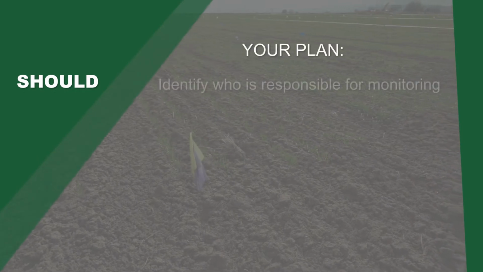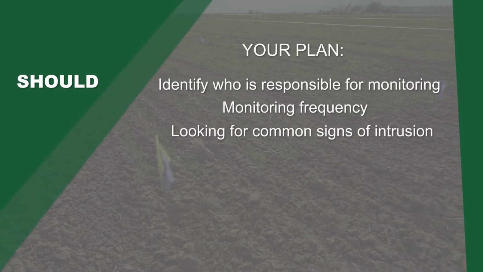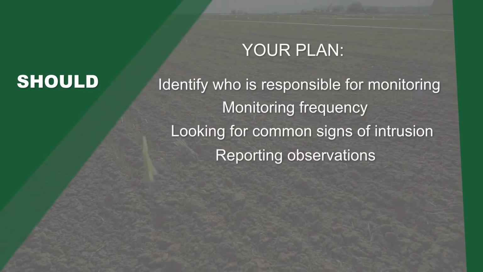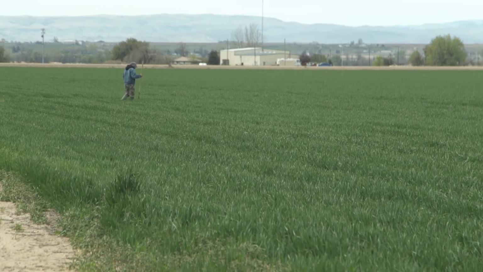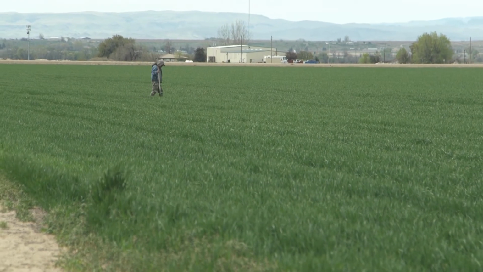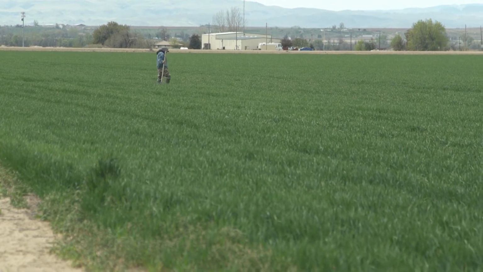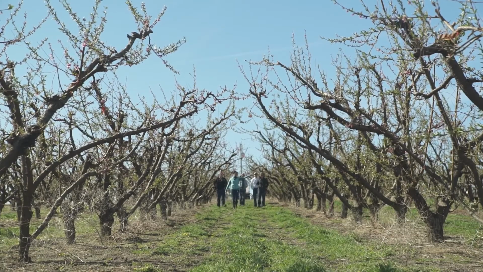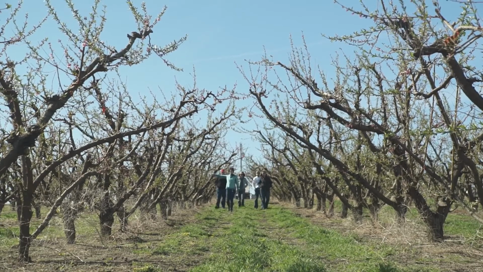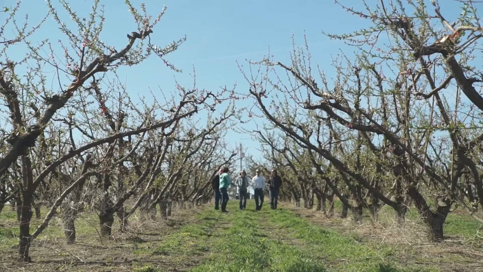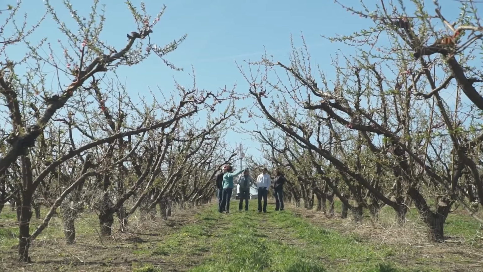Your plan should include identifying who is responsible for monitoring, monitoring frequency, looking for common signs of intrusion, reporting observations, and correction of potential contamination of produce. Monitoring for animal presence throughout the growing season is beneficial to help prevent contamination of produce as well as crop loss. It is a good plan to assign someone who is responsible for monitoring to ensure monitoring is conducted correctly and all relevant growing areas are monitored frequently and, if needed, appropriate corrective action takes place to prevent contamination of produce.